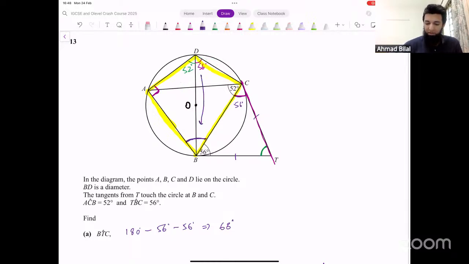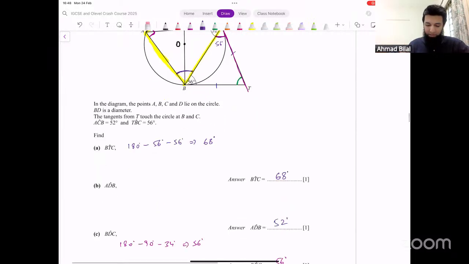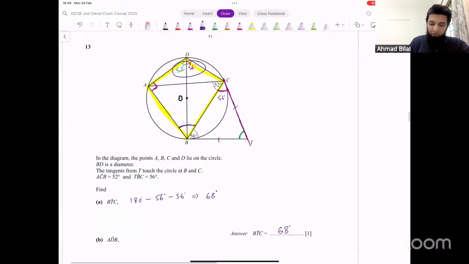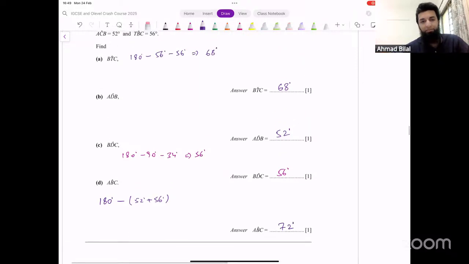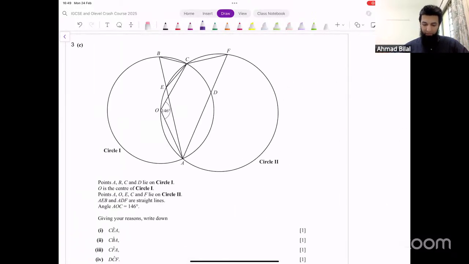The opposite angle should be 180 minus that, right? Opposite angles have to add up to 180. So we can find this angle now, which is ABC. We can say it's 180 minus 52 plus 56 using the cyclic quadrilateral property. What do we get from this? 180 minus 108, and that should be 72 degrees. That's the angle ABC.